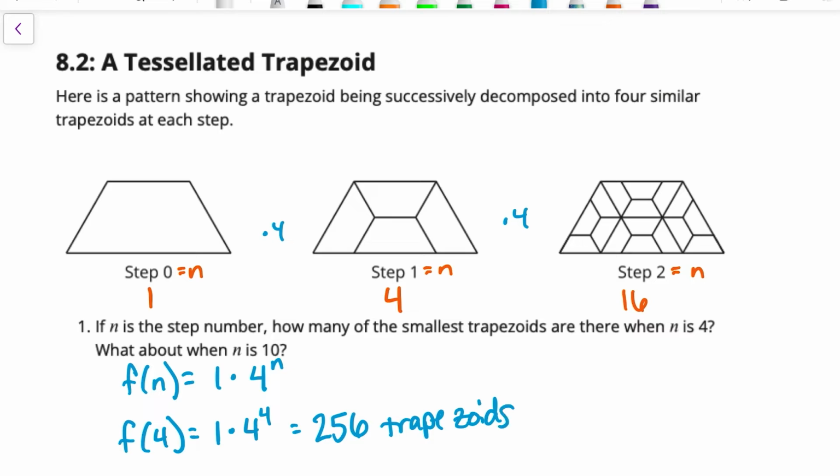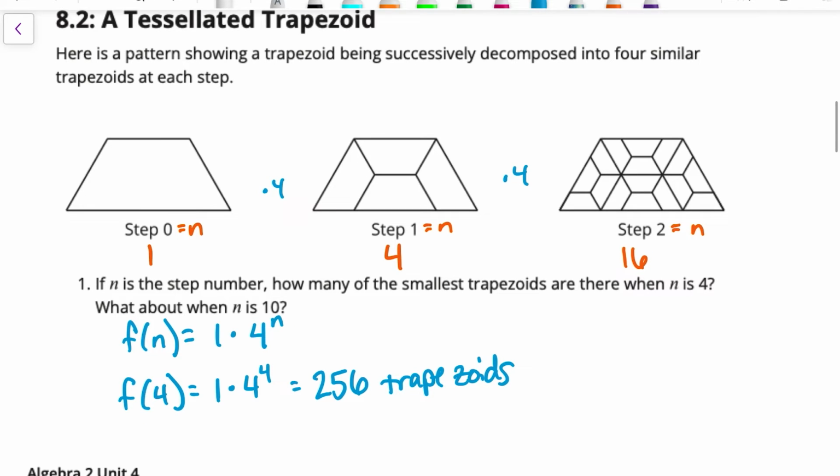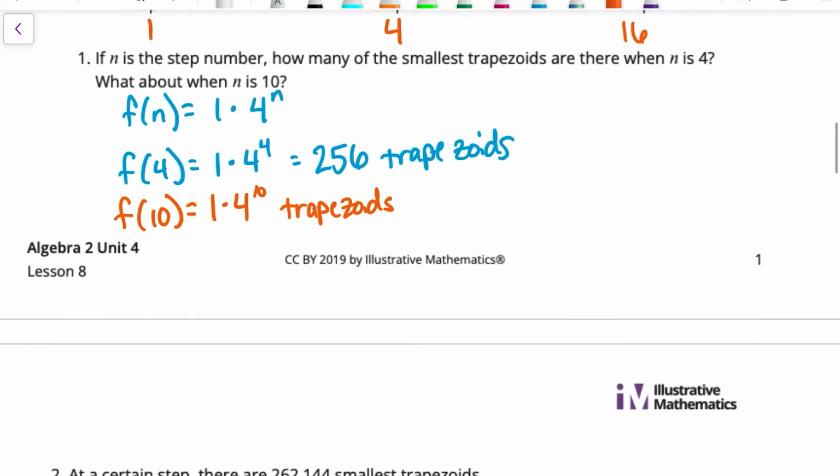All right, what about when n is 10? So let's take a look at that. F of 10, so now we have 1 times 4 to the 10th. So 4 to the 10th is a really large number, so we're just going to leave it like that. All right, let's take a look at the next part.